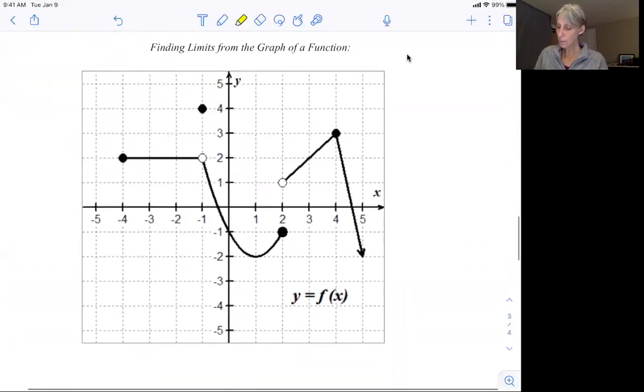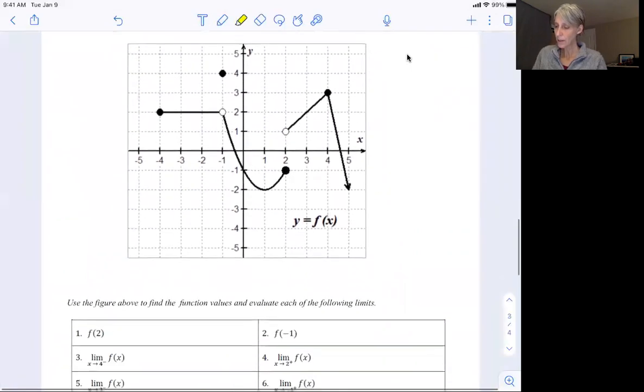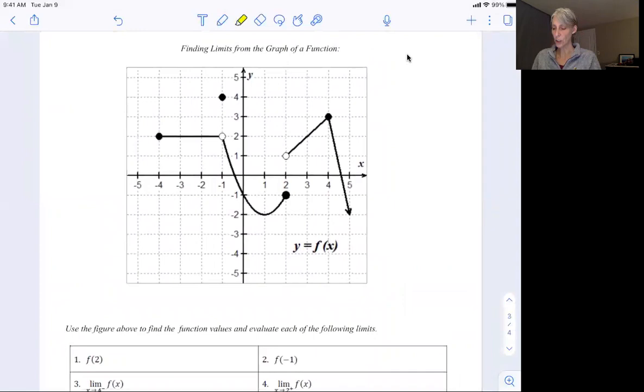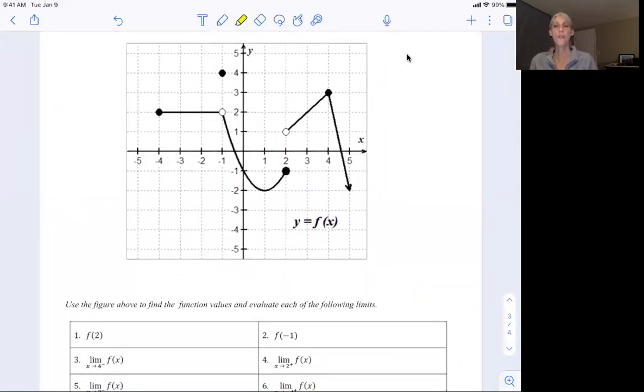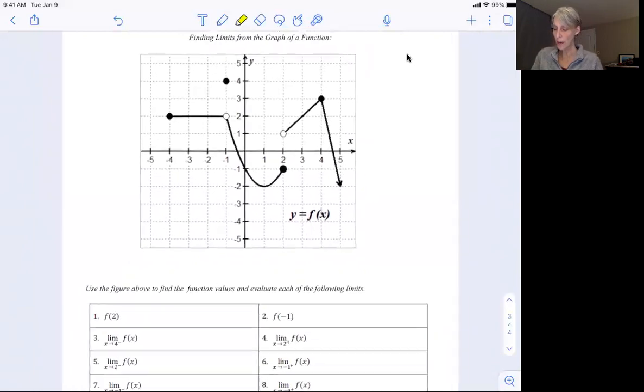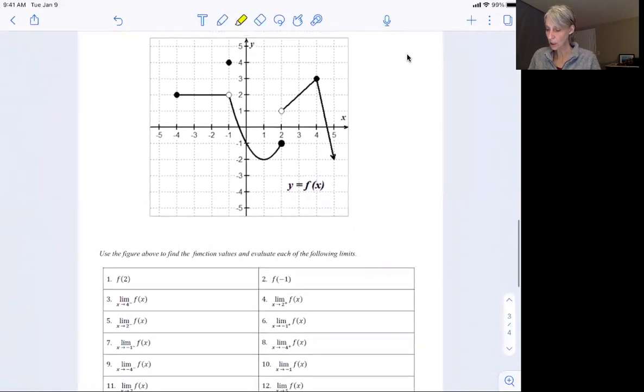So now we're going to take a look at finding limits from the graph of a function. And we want to mention here, notation is very important. We want to learn to read the math. So we need to know the difference between f of 2, a function value, and let's say the limit as x approaches 2. So that's what we're going to talk about in this next little section.